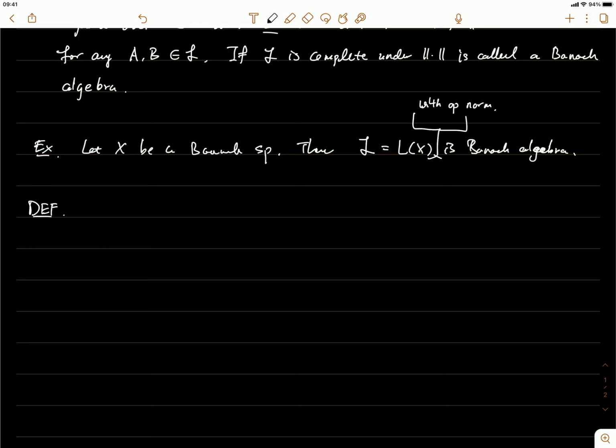So given an algebra, we can talk about the inverse, the inverse with respect to multiplication. It's just like the matrix inverse of matrices. Now we have a Banach algebra. Then what do we mean by the inverse of that? So let's say T is an element of a Banach algebra.